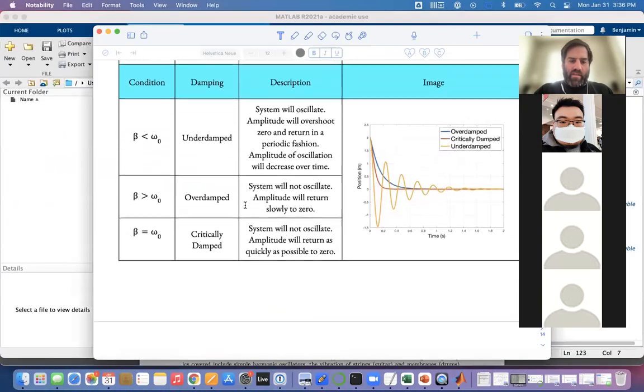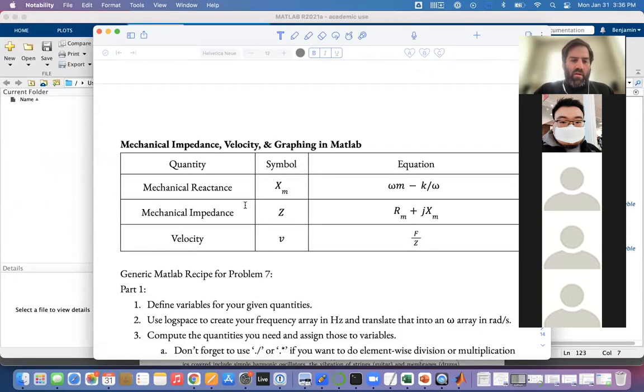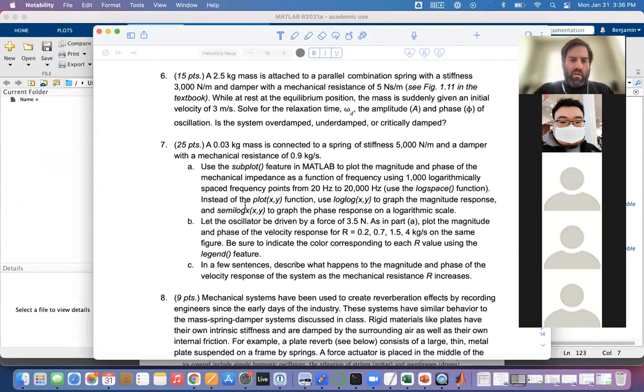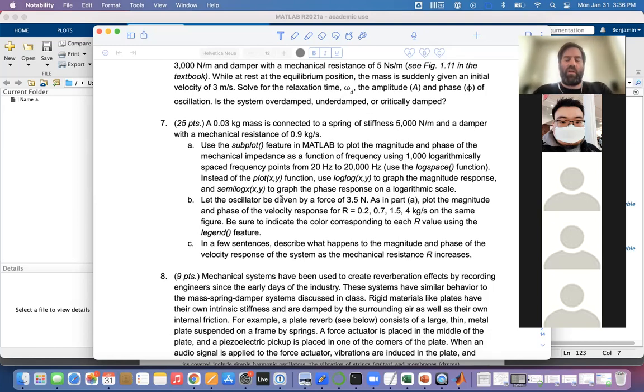Okay, I'm actually going to come back to this for a second. So what you're asked to do, let's jump up and read the problem statement here. We've got a 0.3 kilogram mass connected to a spring stiffness of 5,000 newtons per meter and a damper with a mechanical resistance of 0.9 kilograms per second. We want to plot the magnitude response graph and the angle of the impedance. Magnitude and phase of the impedance. Then we've got some other stuff we need to do.